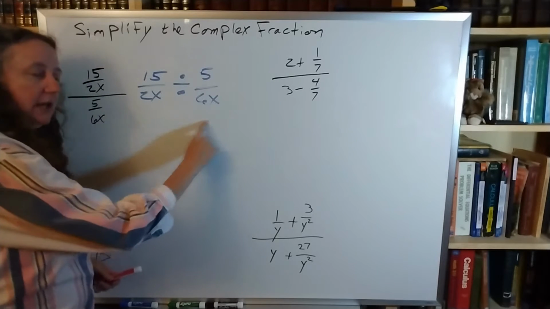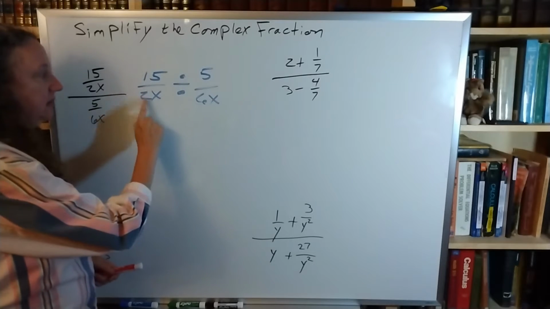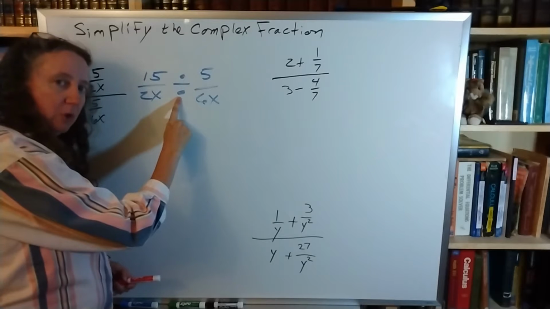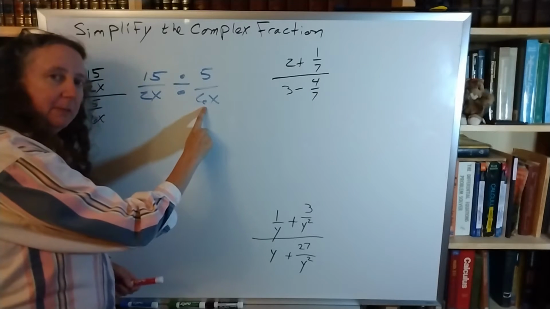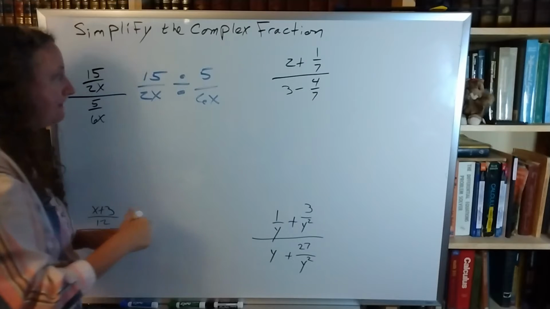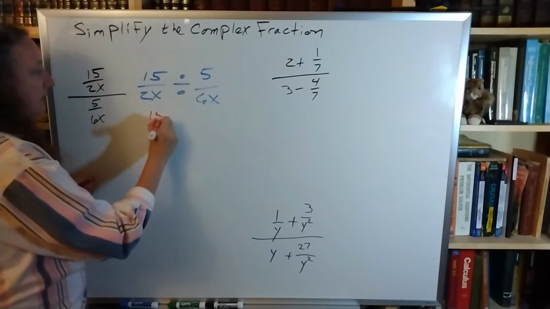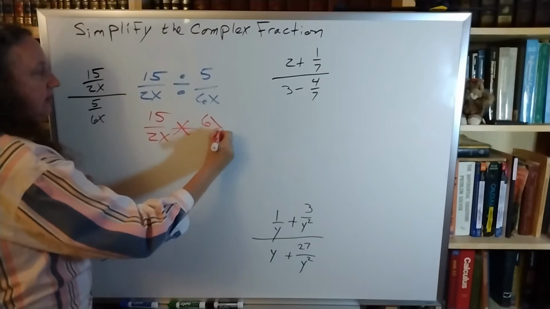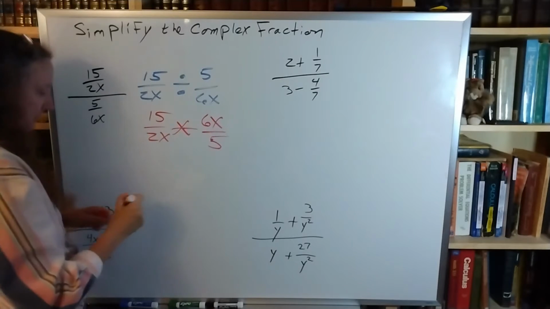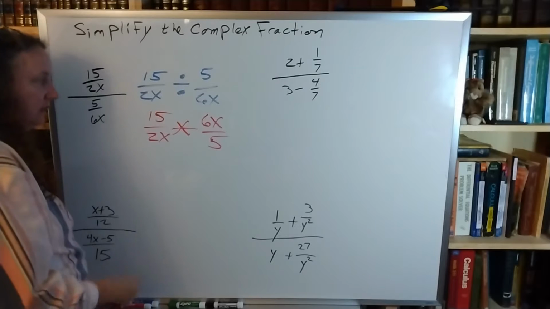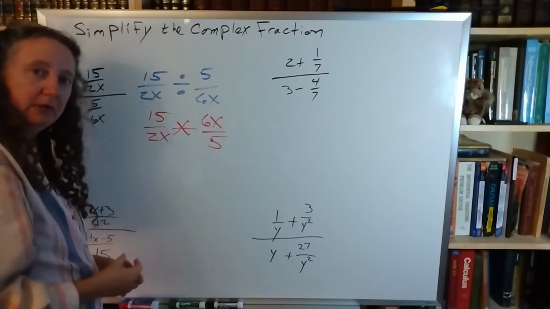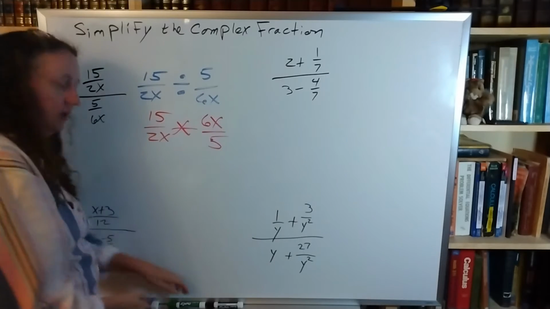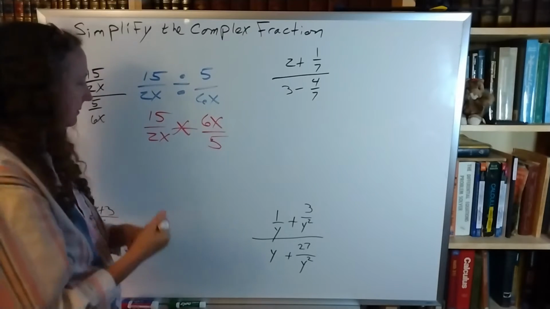Now that I have it written like this, I can keep the first fraction as it's written, change the divide by into multiply by, and flip the fraction after the divide by sign. So this becomes 15 over 2x times 6x over 5. Now that I have it like this, you should be able to say, oh, I can multiply and I can reduce and all sorts of stuff. It makes it a lot easier.